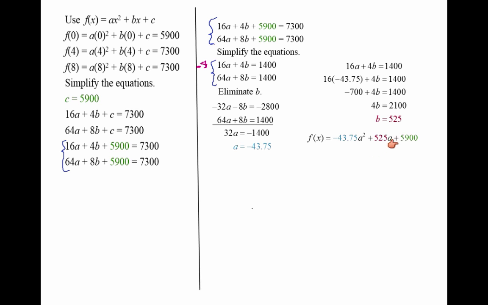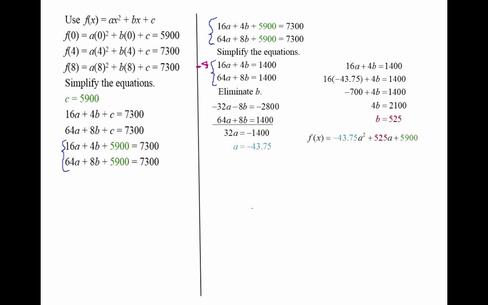Once I find the values of a, b, and c, this would be my equation, the model that I was looking for. f(x) would be equal to -43.75x² + 525x + 5900. The only problem here is that this is supposed to be multiplied by 2, not 4.